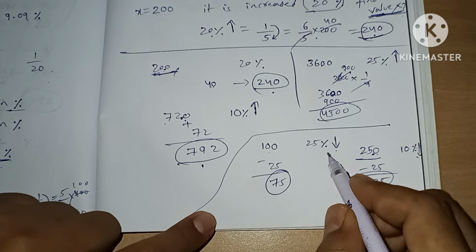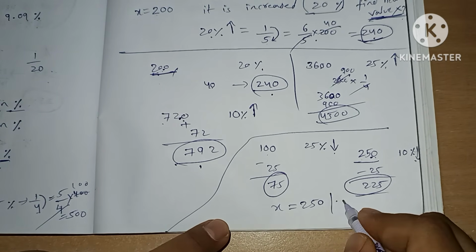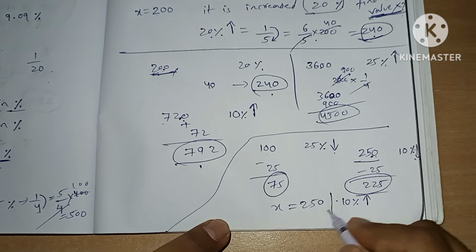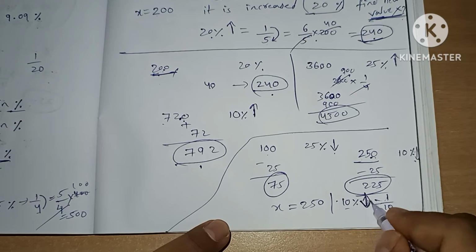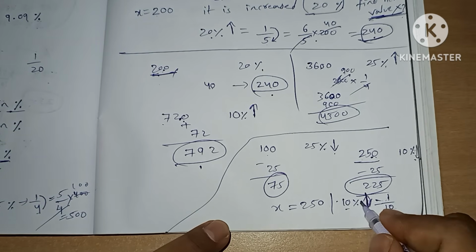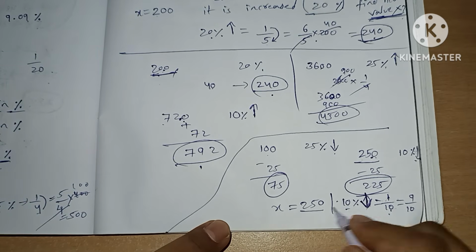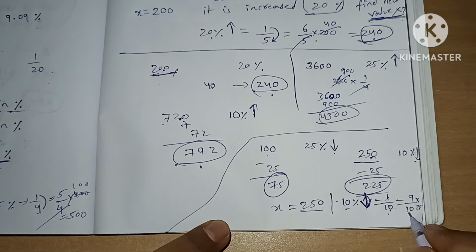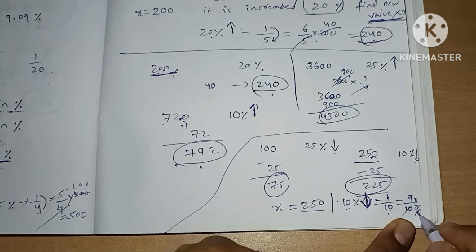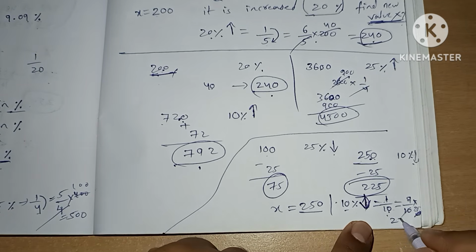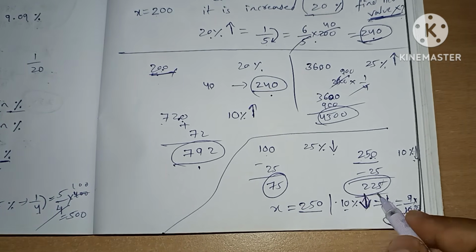If you want to do it in the traditional method, the 250 is the x value. 10 percentage decreased, 10 percentage is nothing but 1/10. Decreased means we subtract 1 from 10, we get 9/10 of 250. 10 25 times, okay, 9 25 times will be 225. This is the traditional method. This is the mind calculation method.